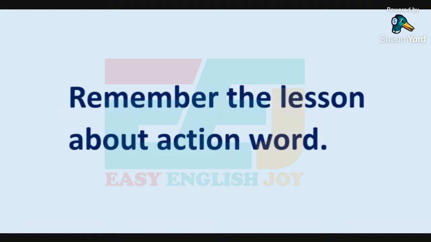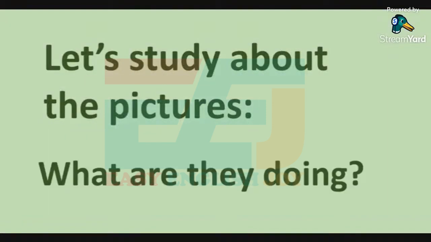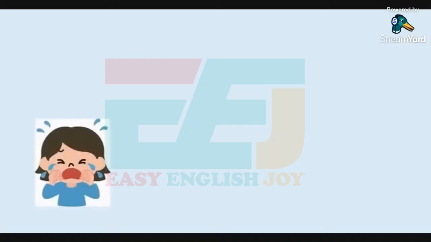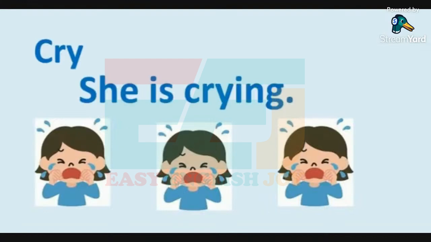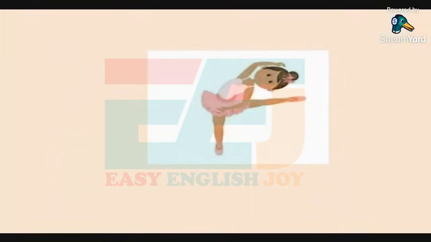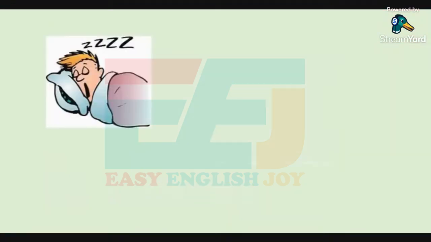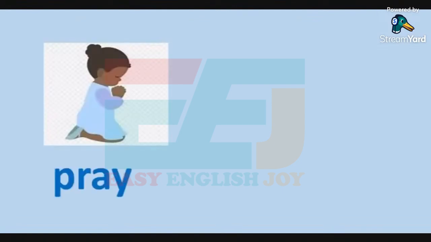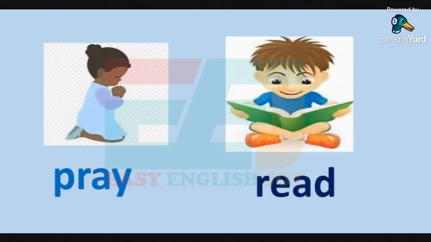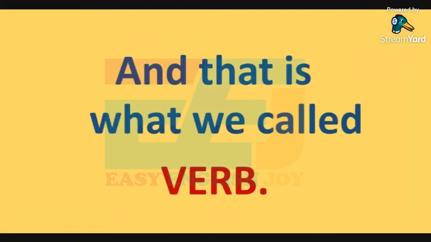Remember the lesson about action word. Let's study the pictures. What are they doing? Cry. She is crying. Dance. She is dancing. Sleep. Eat. Pray. Read. And that is what we call verb.